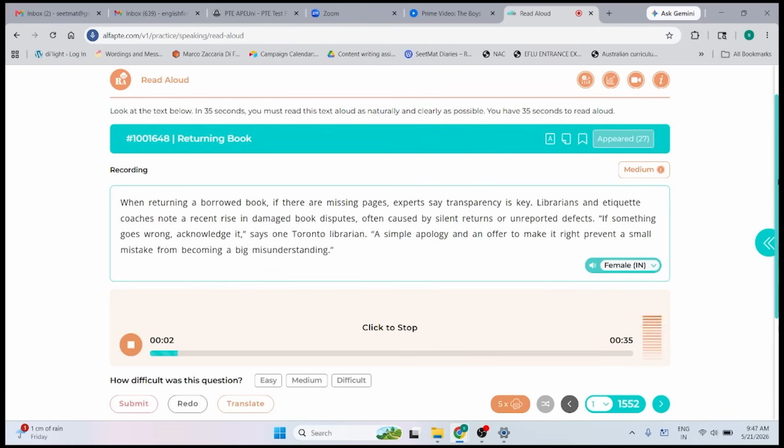When returning a borrowed book, if there are missing pages, experts say transparency is key. Librarians and etiquette coaches note a recent rise in damaged book disputes, often caused by silent returns or unreported defects. If something goes wrong, acknowledge it, says one Toronto librarian. A simple apology and an offer to make it right prevent a small mistake from becoming a big misunderstanding.